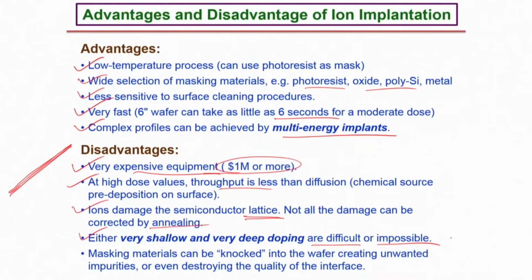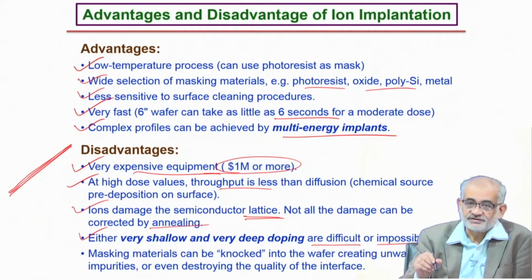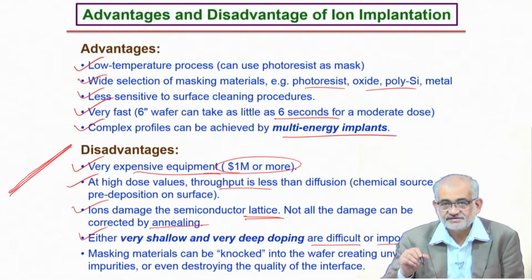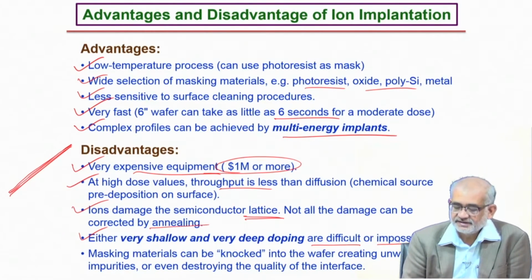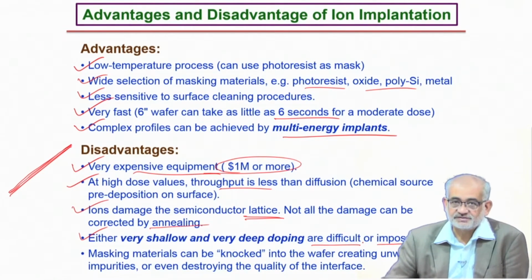That means if you want extremely thin doping, because the ions will carry a certain minimum energy with them for implantation to occur, obviously they won't stop at the surface, they'll go below the surface, and the peak will be not at the surface but below the surface. So very shallow depth of penetration of diffusant or dopant is difficult. Similarly, very high depth is also impossible. You can't go beyond, let's say, 100, 200 or a few hundred nanometers.